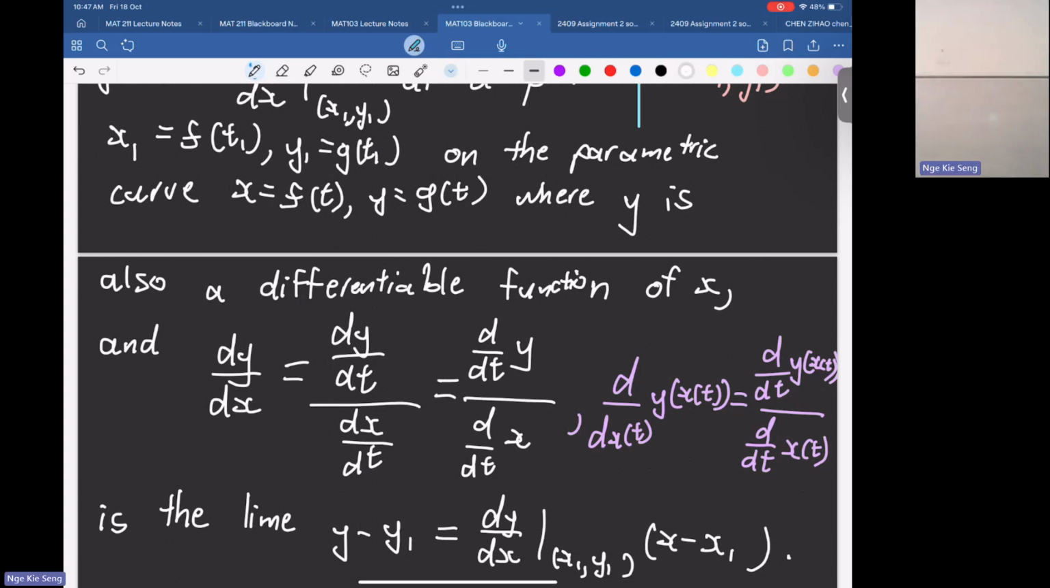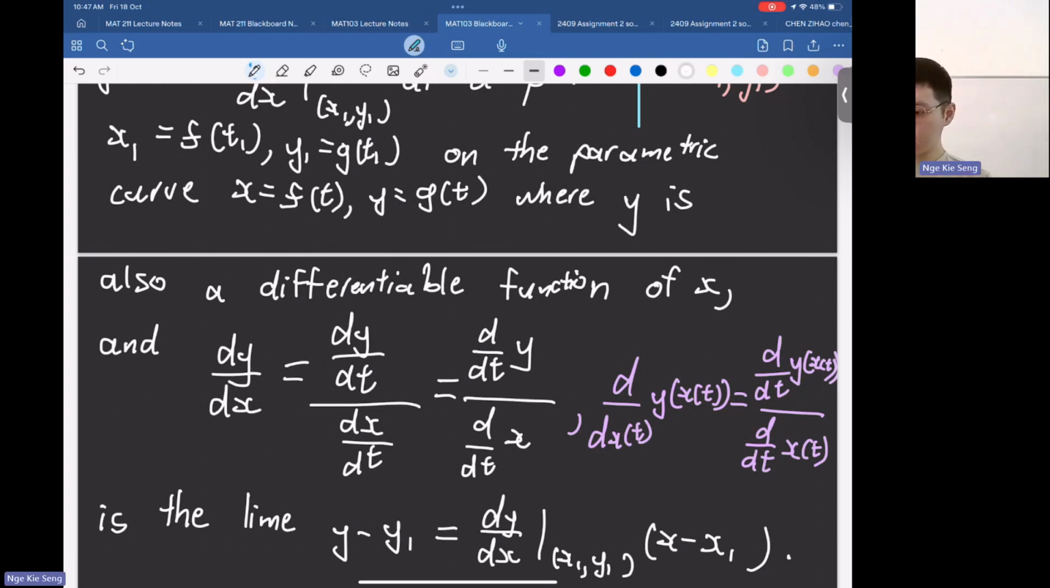Y equals fx plus c. And why is there this shift here? Because we shifted the line to x1 and y1. So this is the definition.